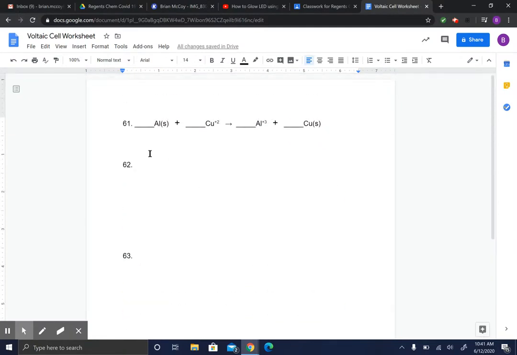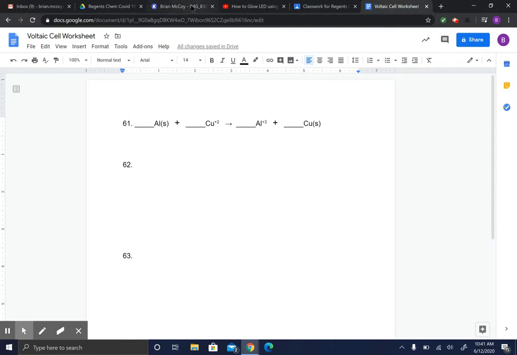So 61, you're going to balance, okay? You can just type in the numbers here. And remember, Al solid is zero and Cu solid is zero. We did these before. You're balancing mass and charge.